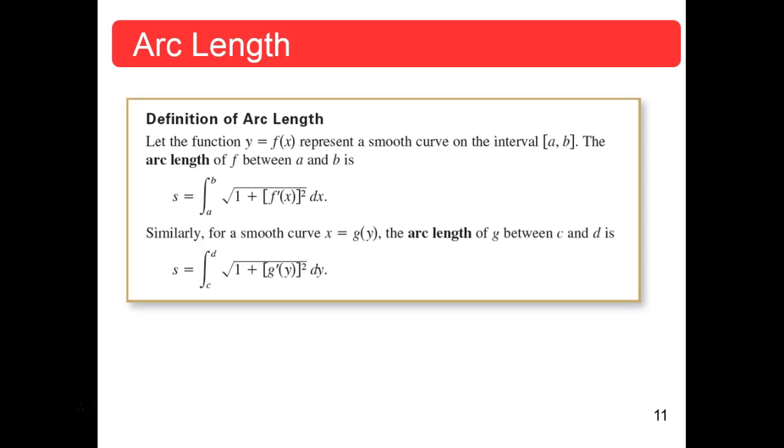Now, what if you had it going the other way? x is a function of y. x is equal to g of y. Then the arc length of that between c and d, this is on the y scale, will be the integral from c to d of the square root of 1 plus g prime of y squared times dy.